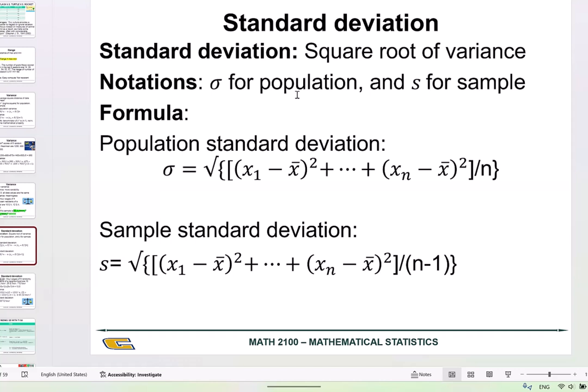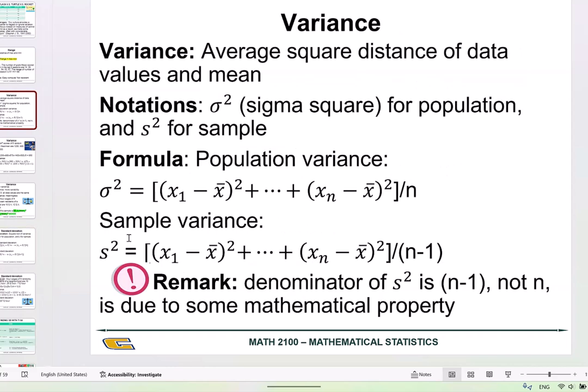So in this case, instead of using sigma square, you use sigma for population standard deviation. Previously you have sigma square for population variance. Now sigma stands for population standard deviation. And instead of using S square for sample variance, now you use S for sample standard deviation. Everything is the same, you just take the square root. So in the formula, you can see that now we take a square root.